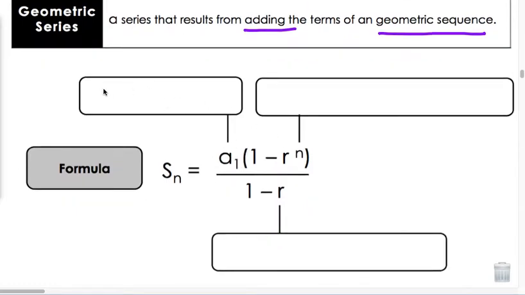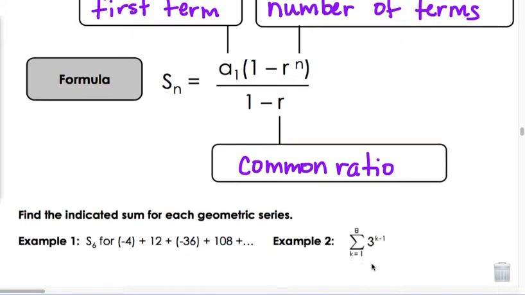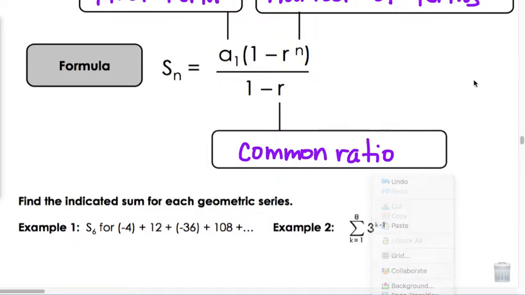So a sub 1 is your first term. N is going to represent your number of terms. And R is your common ratio for the geometric sequence. All right, so let's use this formula to find the sums.